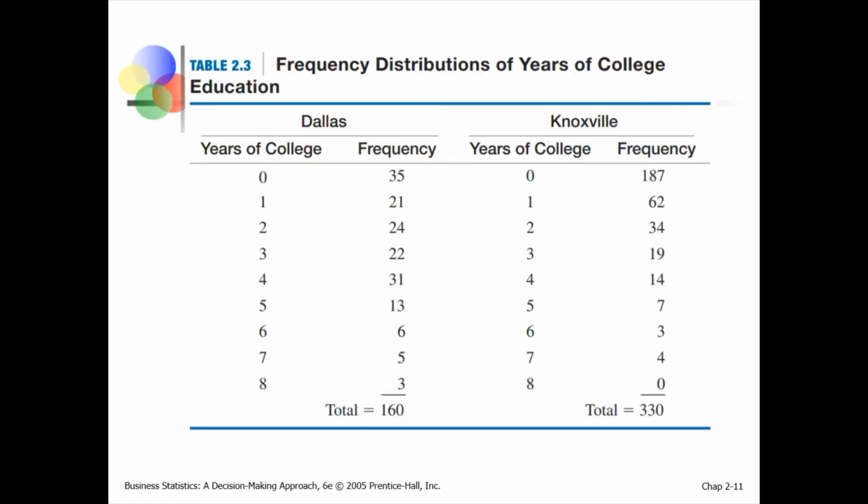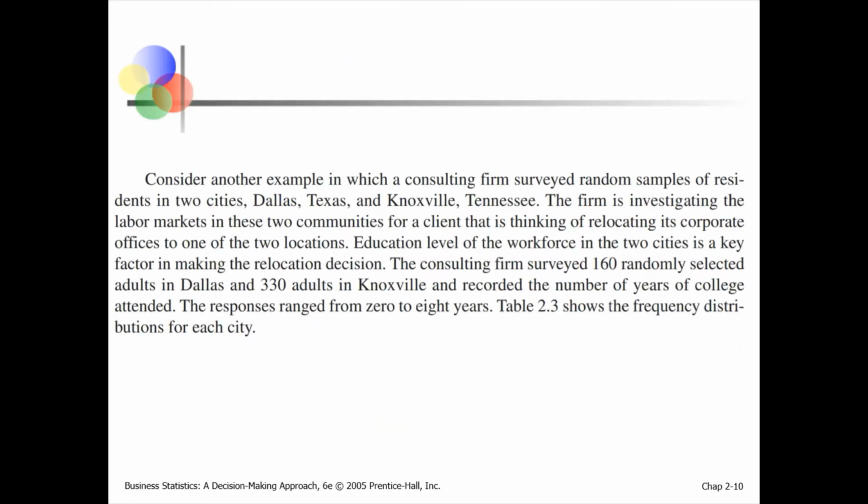Okay, so here is another example. Consider another example in which a consulting firm surveyed random samples of residents in two cities, sa Dallas, Texas, and sa Nashville. I don't know kung saan na siya pagbasa. Tennessee. Okay. The firm is investigating the labor market in these two communities for a client that is thinking of relocating its corporate offices to one or two locations. Education level of the workforce in two cities is a key factor in making the relocation decision.